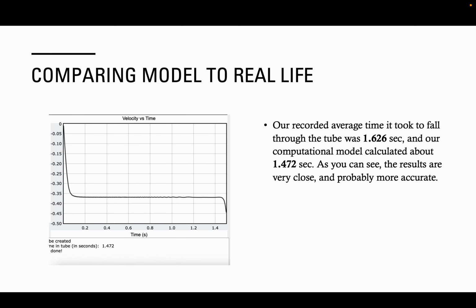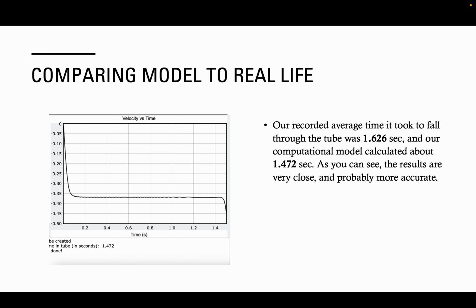This is a picture of our code, and as we go through it, we're just inputting the values that we recorded. Right at the top, we have the dimensions of the tube, and then we're calculating the field, creating the bar magnet and putting in our initial conditions, calculating the flux, and creating our simulation. Then we can see our results on this slide. Here's the graph that it creates, and at the bottom it shows the calculation of 1.472 seconds.